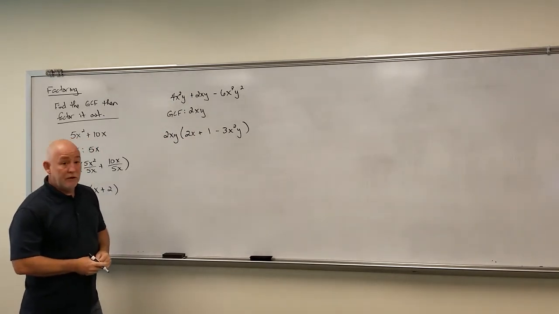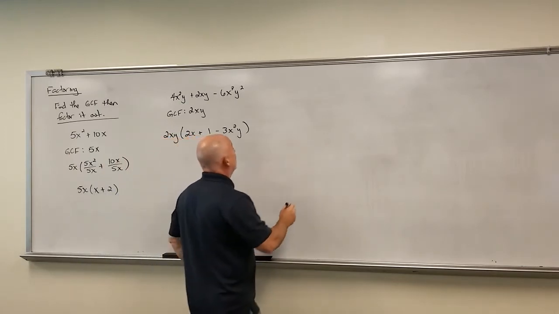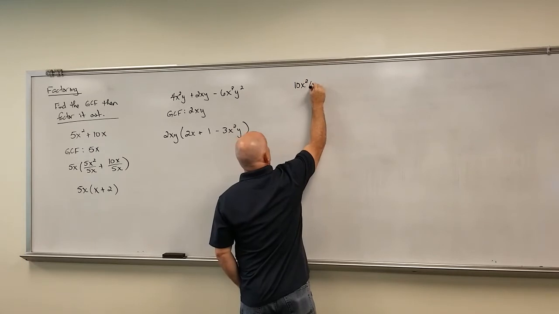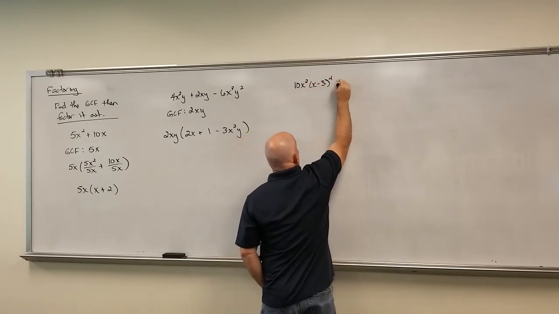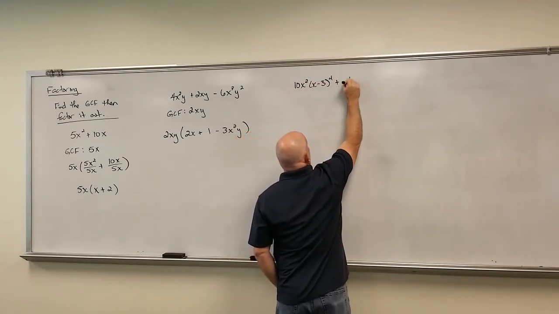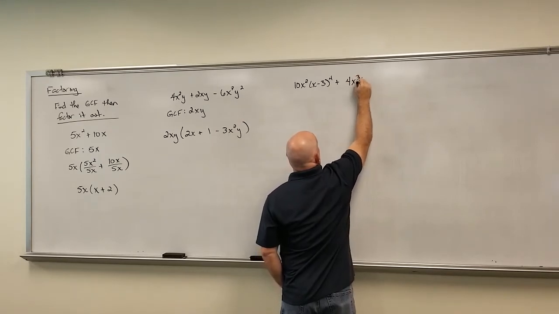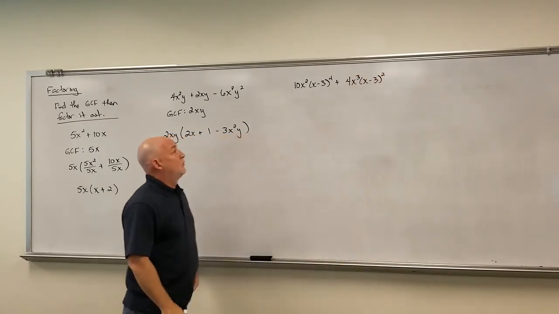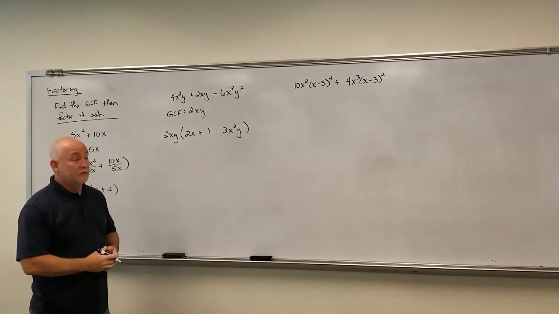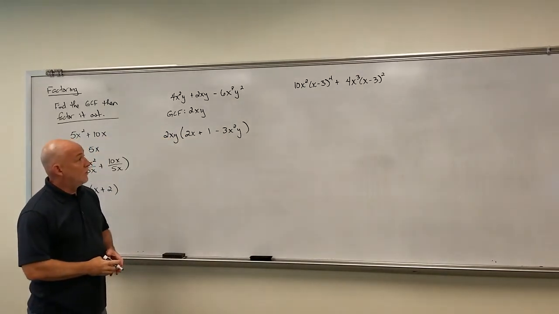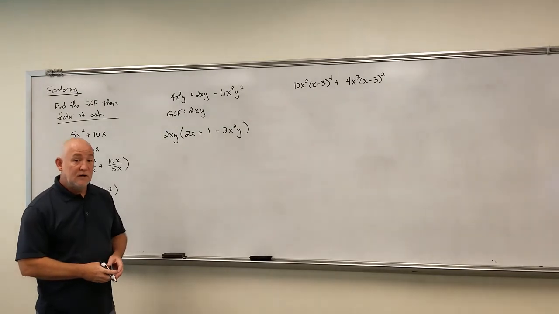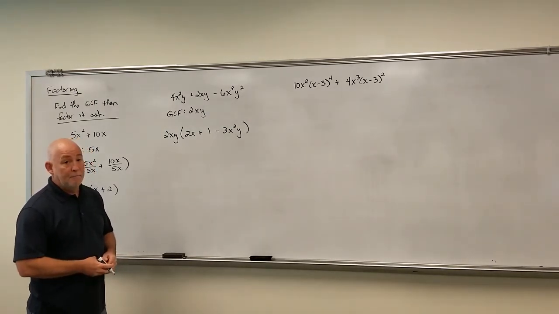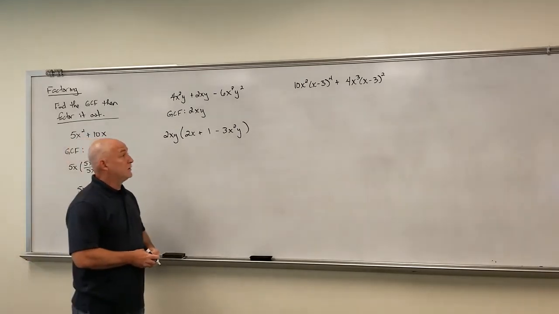All right, let's try another one, maybe a little bit more complicated. Let's say we have 10x squared (x minus 3)^4 plus, let's do 4x cubed (x minus 3) squared. All right, pretty scary looking, so let's do the same thing. Do me a favor, hit pause, see if you can find the greatest common factor, and if you can, go ahead and factor it out. All right, if you're back, let's see how you did.